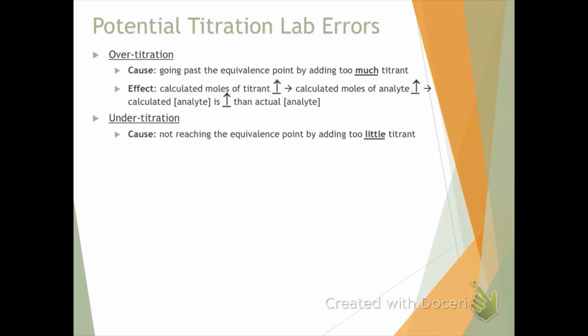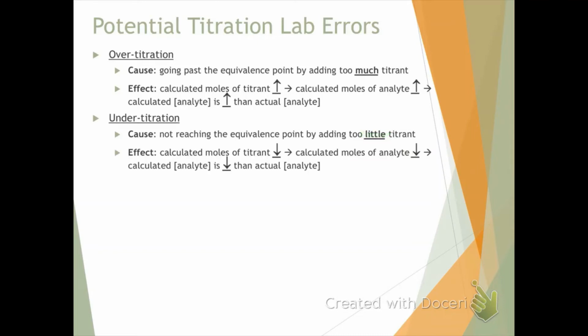The opposite error would be under-titrating. When you under-titrate, you add too little titrant. If you add too little titrant, your calculated moles of titrant will be too low. And if you have too low of titrant, we use that mole ratio for my titrant to analyte. Well, those moles of analyte would be too low as well. When we take our moles of analyte divided by its volume to find the concentration, our concentration would be too low.